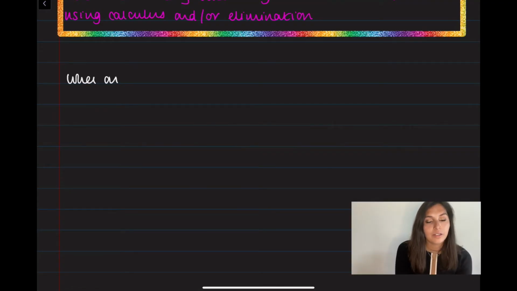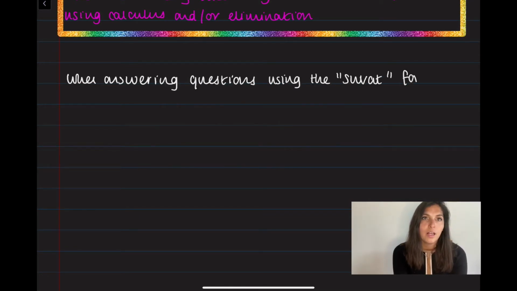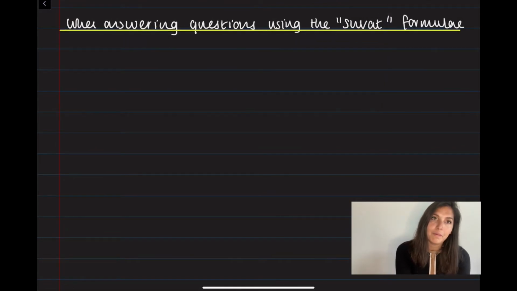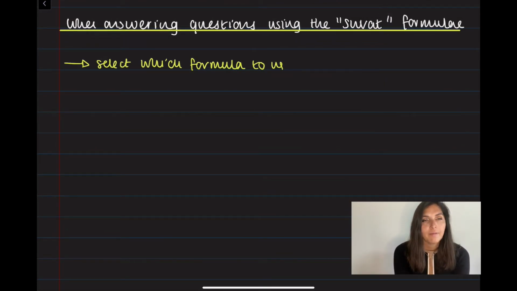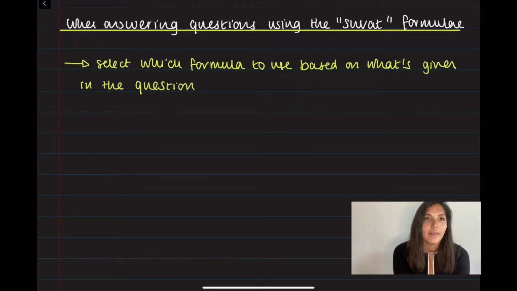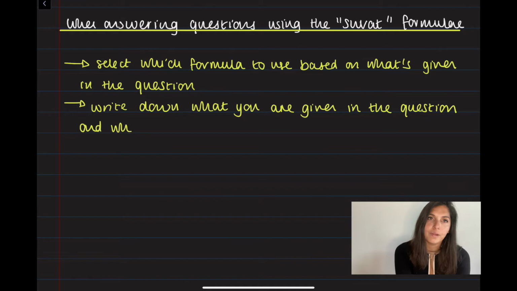So when we're answering questions using the SUVAT formula, there's a few things we need to do. We need to make sure that we select the formula based on the information that's actually given to us in the question. So what I recommend you do is write down exactly what's given to you in the question and then put a question mark by whichever variable you need to find. And then you can use that to select the formula that you actually need.